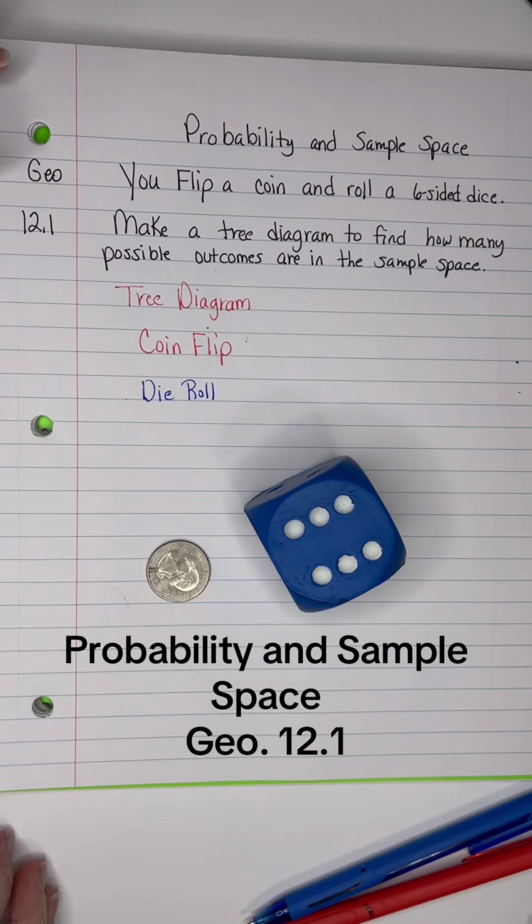Right, we're going to start chapter 12 in geometry and talk about probability and sample space. A probability experiment is like an action or a trial that has varying results. The possible results of a probability experiment are called outcomes.